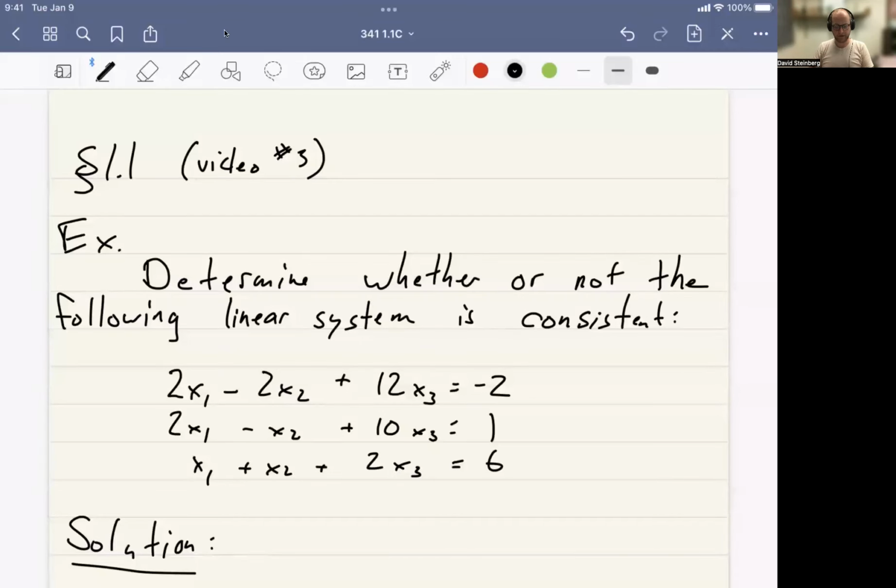Hello all, it's video number 3 for section 1.1, the last video for 1.1. We're just going to go over another example. So in this example, we're going to determine whether or not the following linear system is consistent.